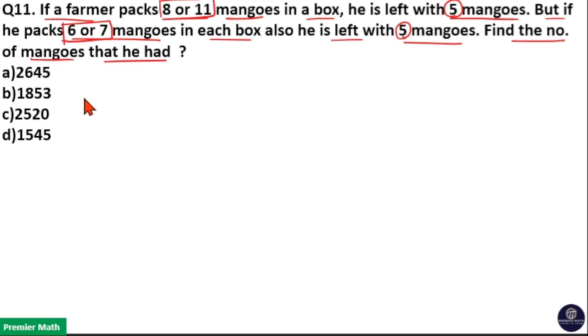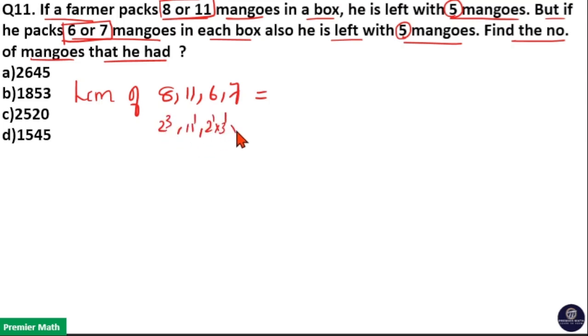So, in order to find the number of mangoes, that is the number, we need to find the LCM of the divisors 8, 11, 6 and 7. Take the prime factors. Here, 2 cube is 8. 6 is 2 raised to 1 into 3 raised to 1. Now, here 2 cube has more power. So, cancel 2 raised to 1. Now, remaining is 7 into 3, 21. 21 into 8 is equal to 168. 168 into 11 is the LCM here.